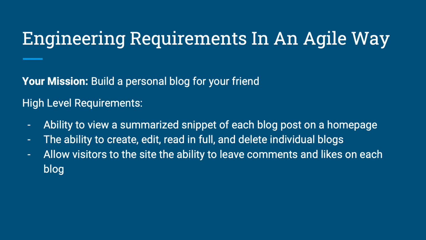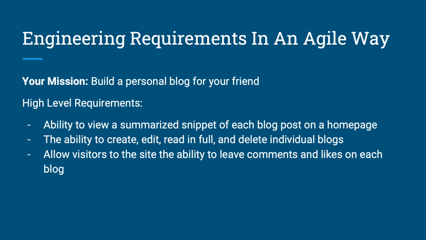Your friend wants her and her visitors to the blog to be able to scroll through brief summaries of all blog posts that have been made. Your friend wants full control to add, edit, and delete individual blog posts. There needs to be a way to navigate to the full blog entry, and visitors to the site should be able to leave comments and likes on blog posts. This is a decent start for high-level requirements. From these 3 bullets, we can likely write more than 3 user stories that can go into our backlog.